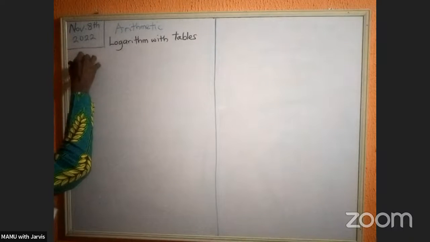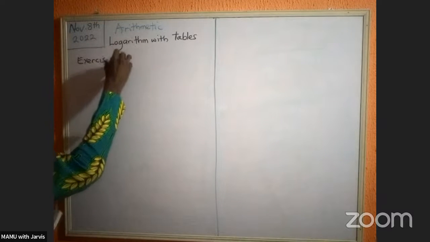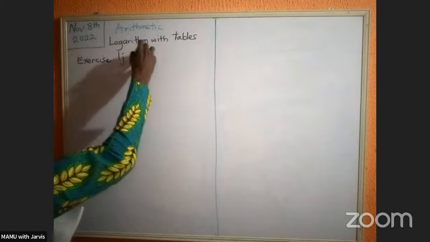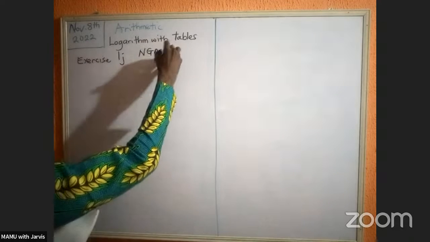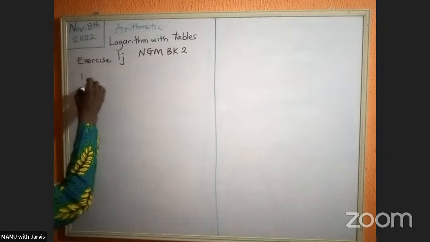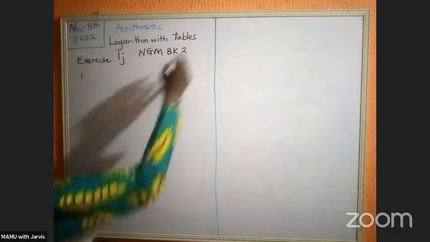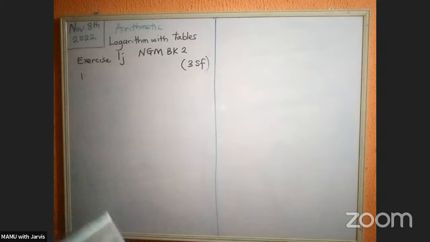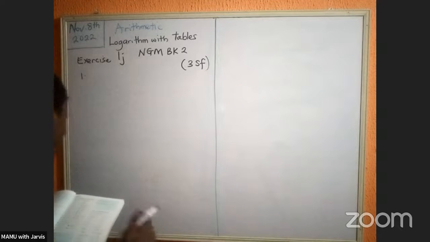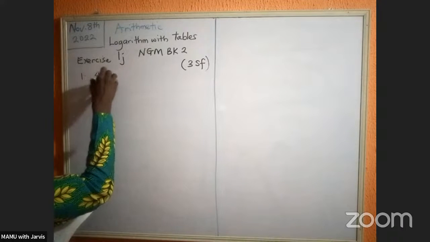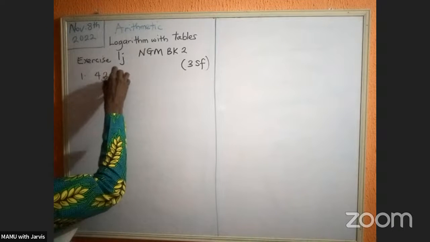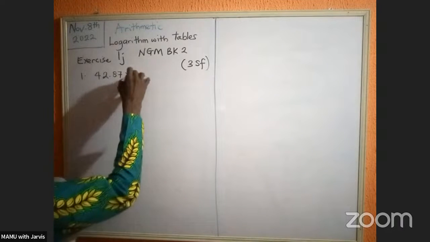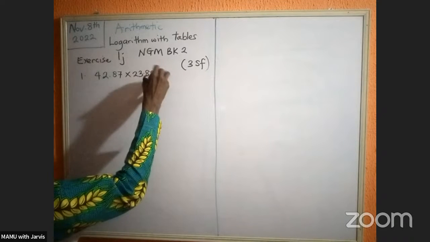I'll start with exercise 1J of New General Maths Book 2, which is SS2. Number 1 says, evaluate the following, giving each answer to 3 significant figures. So our focal point is to solve our questions and simplify to 3 significant figures. The first one here says 42.87 times 23.82 times 1.27.